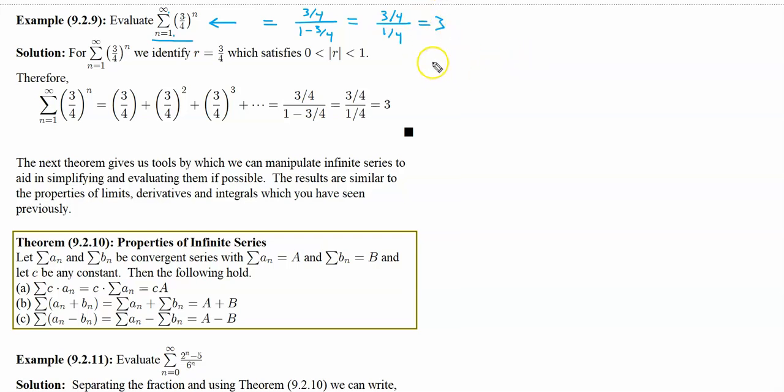And that makes sense because if you recall, we saw that the sum from 0 to infinity of (3/4)^n was 4. And so if we take away the first term in this series, we get this series. And taking away the first term from 4, you end up with 3. Okay, so that makes sense.